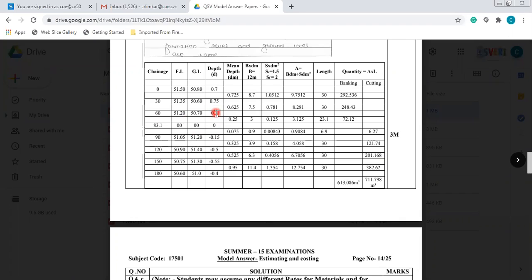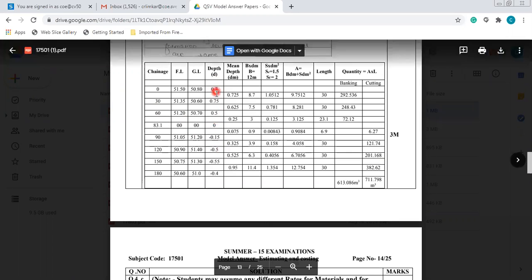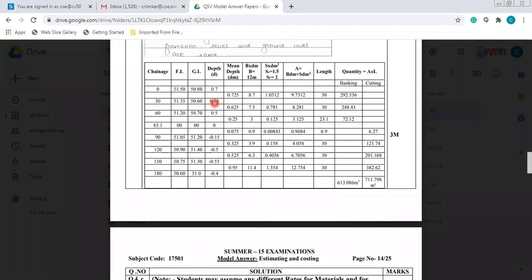Okay, the reading directly changes from plus to minus, or it may happen that it changes from minus to plus. You have to determine the chainage where D equals 0. So the depth you can determine. After getting the depth, you have to calculate the mean depth.